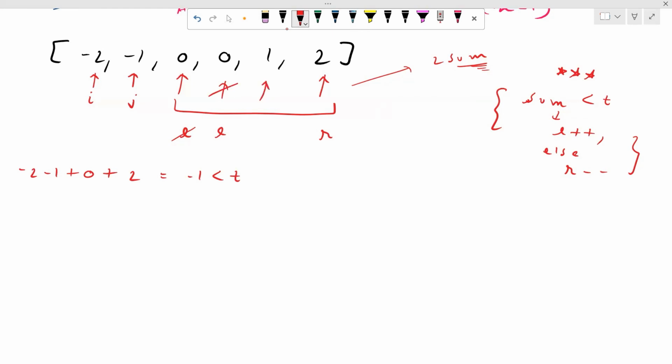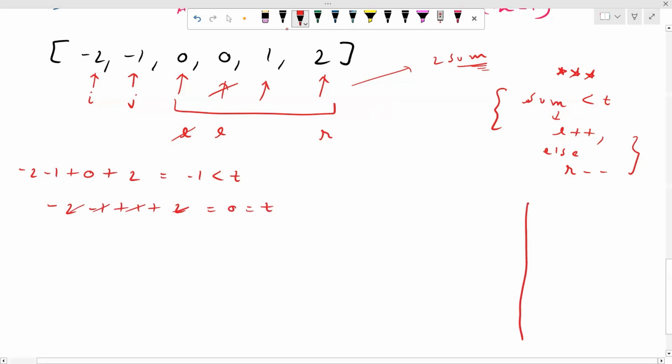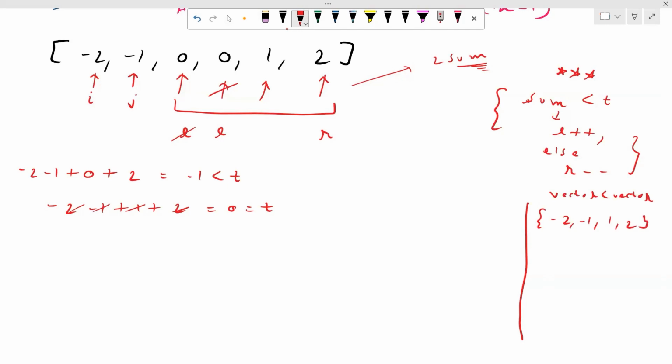So again, we'll try to calculate the sum, which will be equal to -2 -1 plus 1 plus 2. So now its sum will be equal to 0, which is equal to our target value. So initially we have some sort of vector or array in which we'll store our quads. So initially we find the set -2 -1 and 1 and 2, right? As we can see, after this both the pointers left and right cross each other.